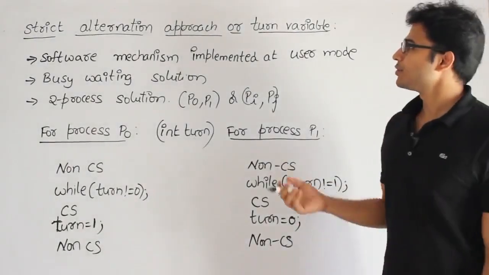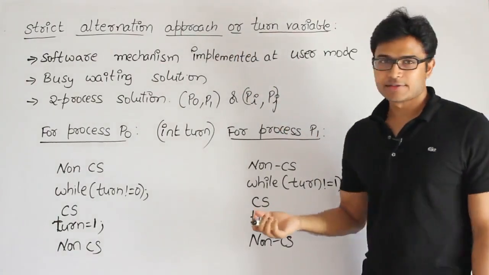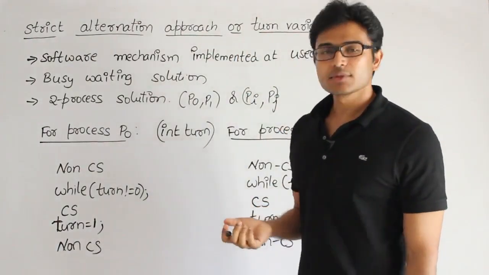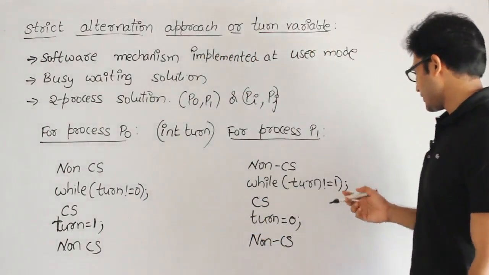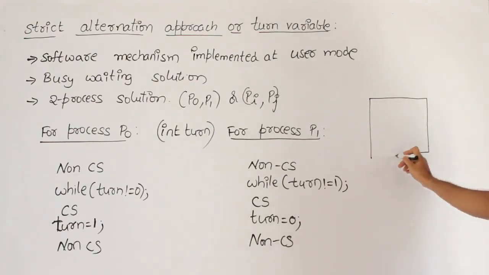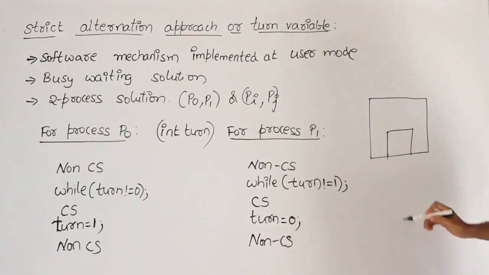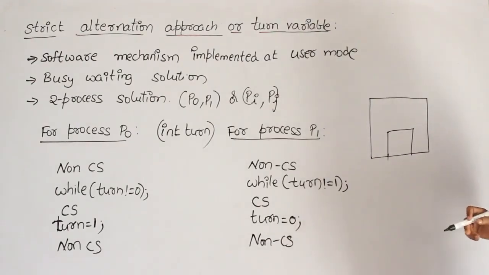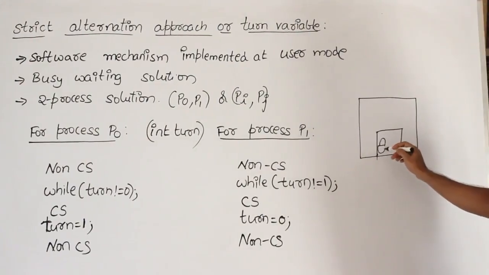Now look at this next approach. It is also called strict alternation or turn variable. So it is like this. Let me explain in terms of that dressing room. Assume that there is one dressing room, and now only one person can enter it, and it is locked, right? It is now locked.